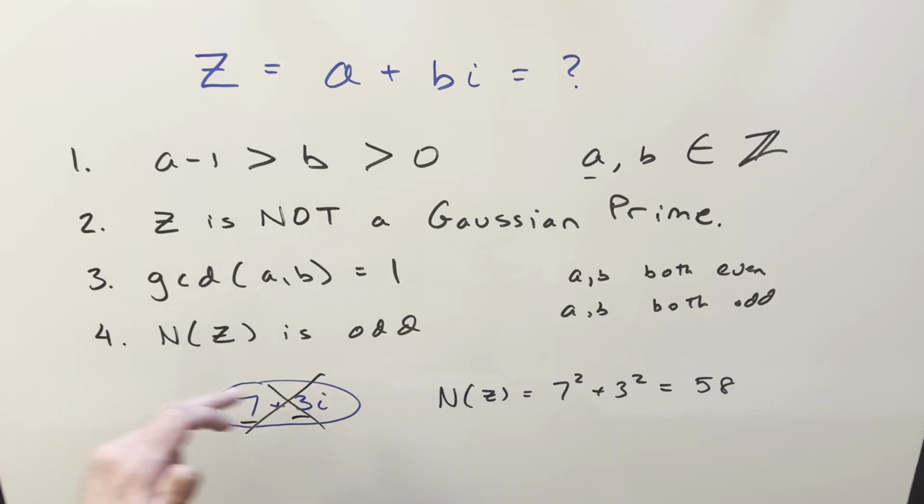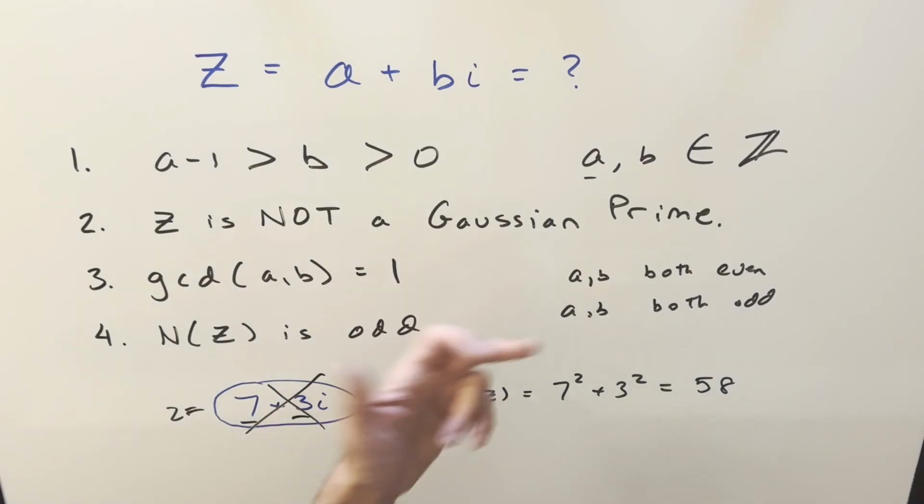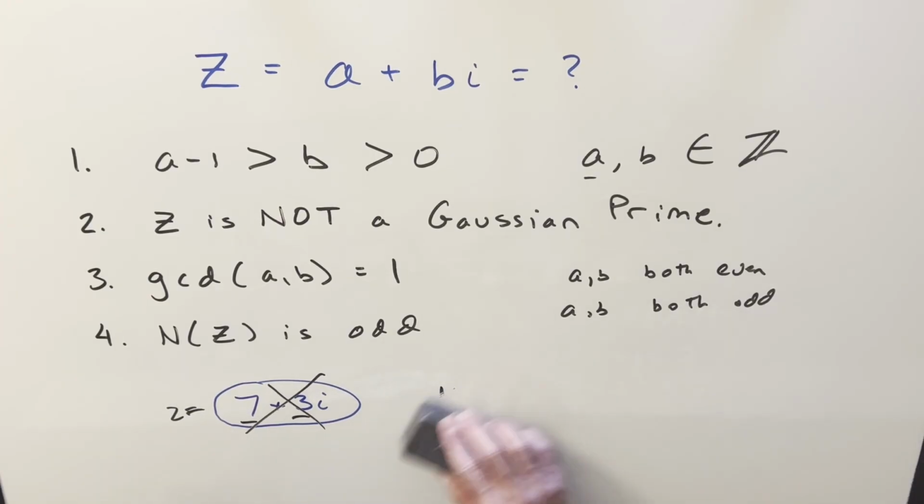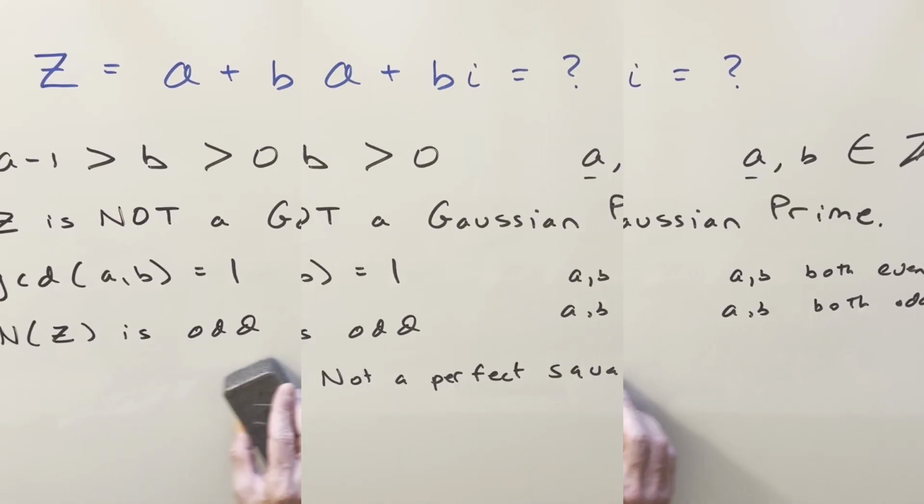And so what we're going to need to make this work so far is we're going to need one of a and b to be odd and the other one's going to be even. So we put that together with all this here. Let's move on to clue number 5.